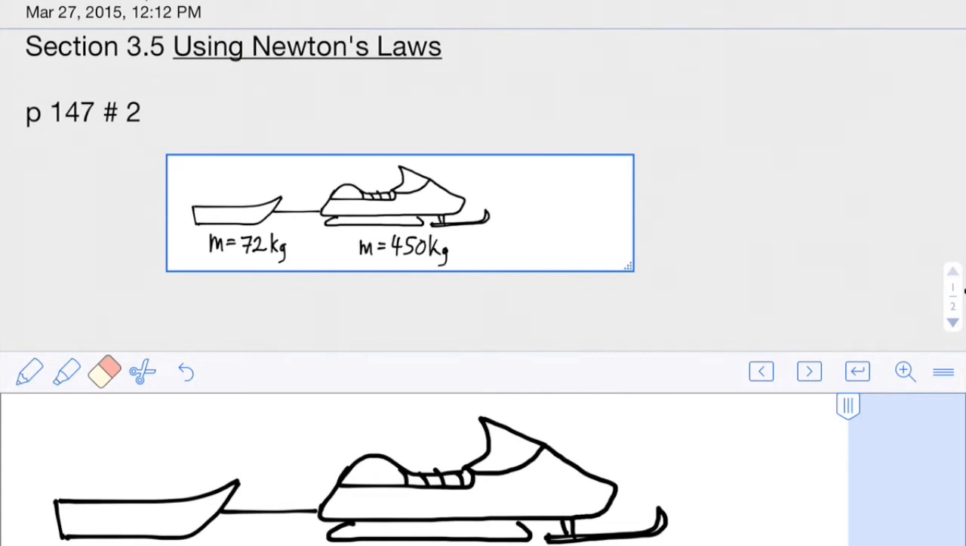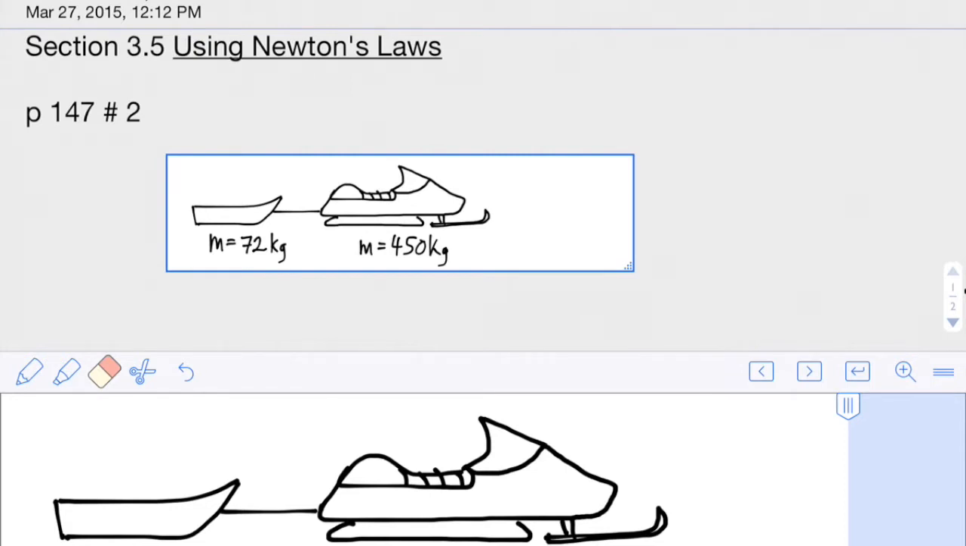Question number 2, page 147, reads: a 72 kilogram sled is pulled forward from rest by a snowmobile and accelerates at a rate of 2 meters per second squared forward for 5 seconds. The force of friction acting on the sled is 120 newtons backwards. The total mass of the snowmobile and its driver is 450 kilograms. The drag force acting on the snowmobile is 540 newtons backwards. Part A, determine the tension in the rope.